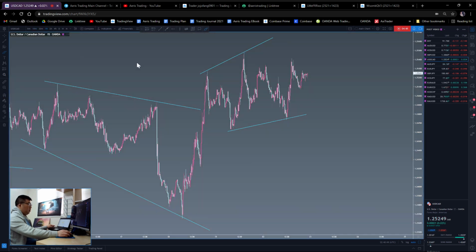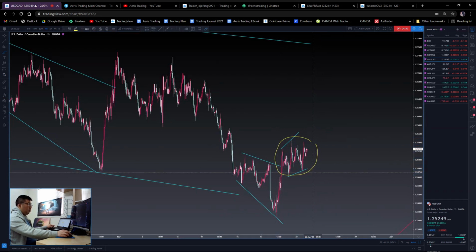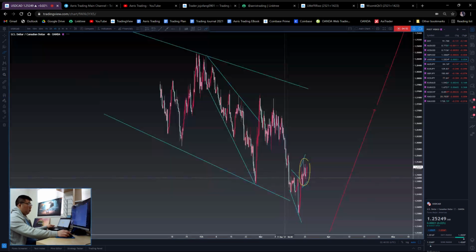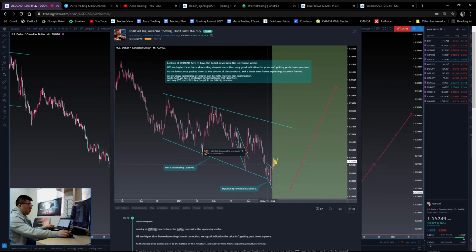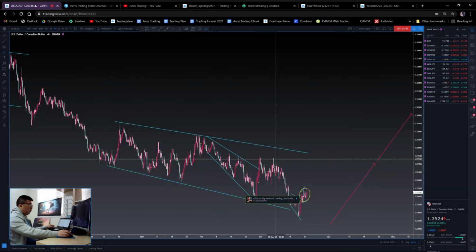It looks like we're trying to form some sort of structure here to continue the upside move, which is what we originally talked about from here, looking for that bullish reversal. So what we see on the lower time frame, all this little news event, a little bit of volatility, it doesn't change where the market is going to go.